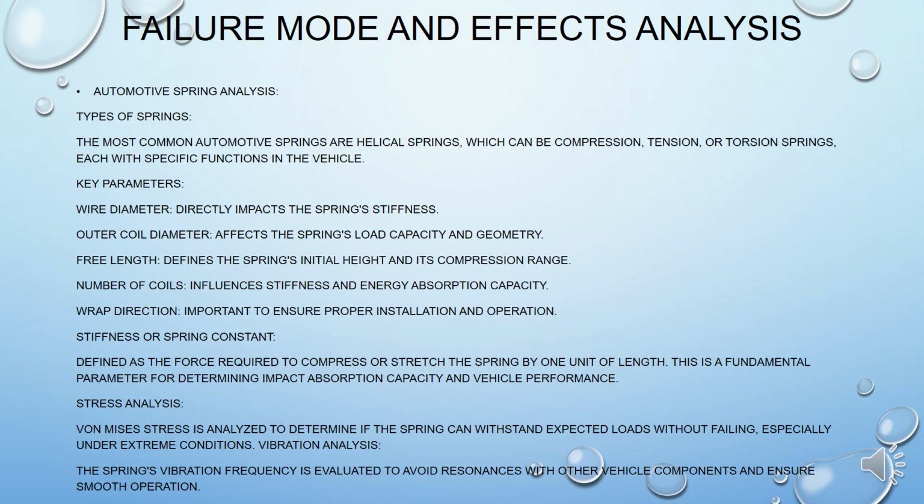Key parameters: wire diameter, which impacts the spring's thickness, outer coil diameter, effective spring load capacity and geometry. Free length defines the spring's initial height and its compression range. Number of coils influences stiffness and energy absorption capacity. Coil direction is important to ensure proper installation and operation.